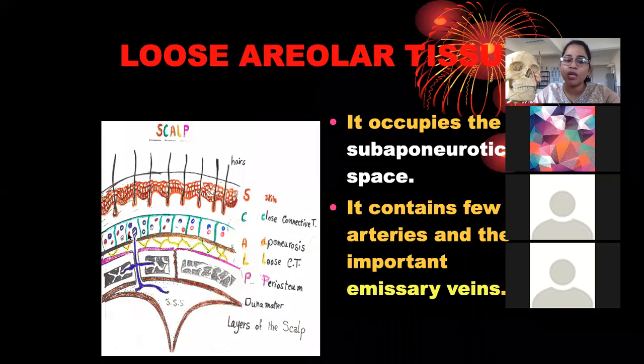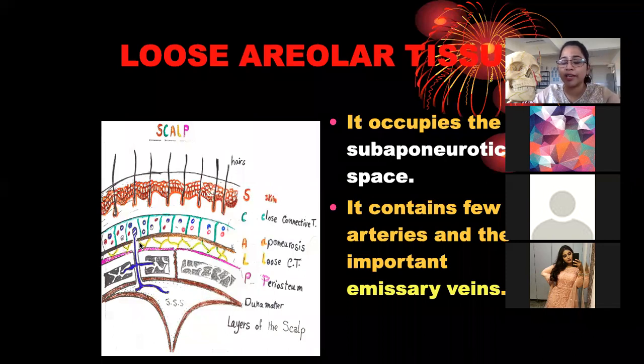Okay, so what are these structures? These connect the intracranial veins with the extracranial veins. These connecting structures are called emissary veins. Okay, clear everyone? Yes, ma'am. That's why the fourth layer is called the dangerous area of the scalp.